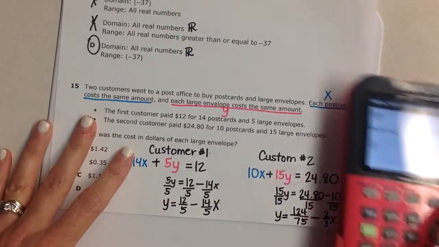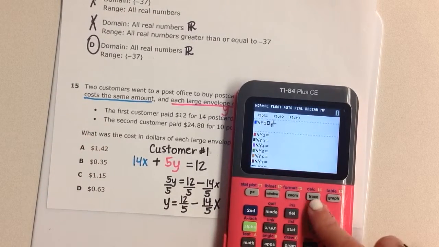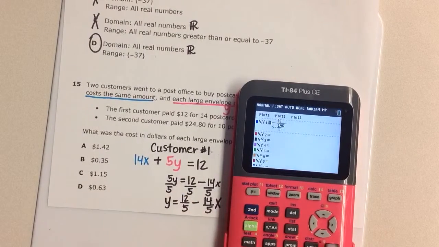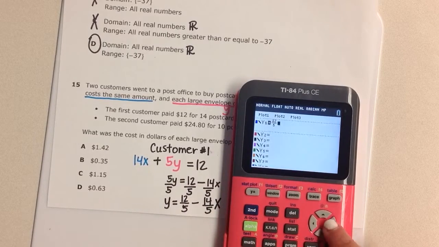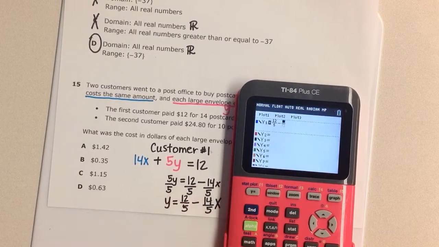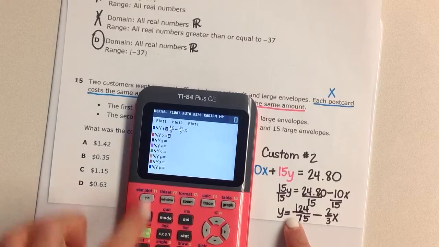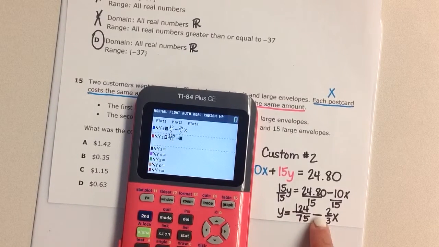Okay, now that I have my two equations, I'm going to go to y equals, and I'm going to type both of these in. So I'm going to type in 12 fifths minus 14, clear that out, let's start that again. 12 fifths, arrow out, minus 14 fifths x. There's equation 1. Now I'm going to type in the second equation. So I'm going to have this fraction, 124/75 minus 2/3 x. And again, I'm not worrying about this information.